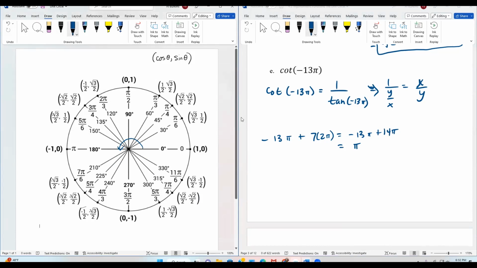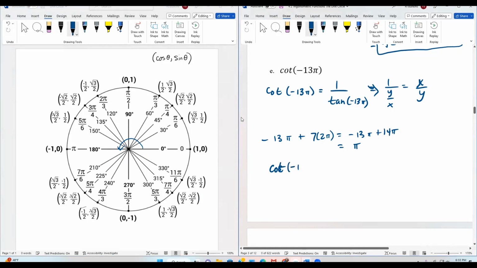So what is the cotangent of negative 13 pi? Well, the cotangent of negative 13 pi is the same as the cotangent of pi, which is the x over y coordinate. The x coordinate is negative 1. Uh-oh, the y coordinate is 0. I'm dividing by 0. That's not good. What does that tell me? Well, if I divide by 0, before we get to calculus, the best we can say is this is undefined. And that happens.